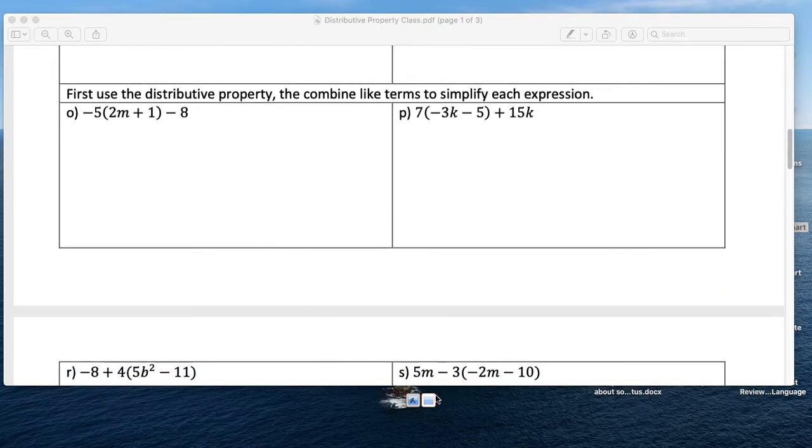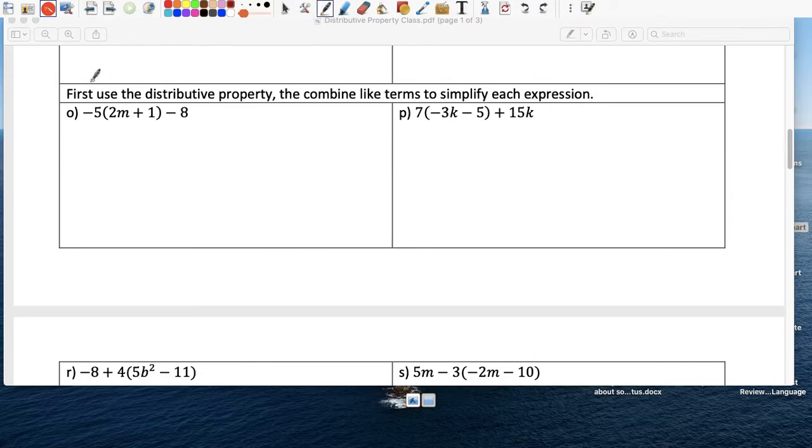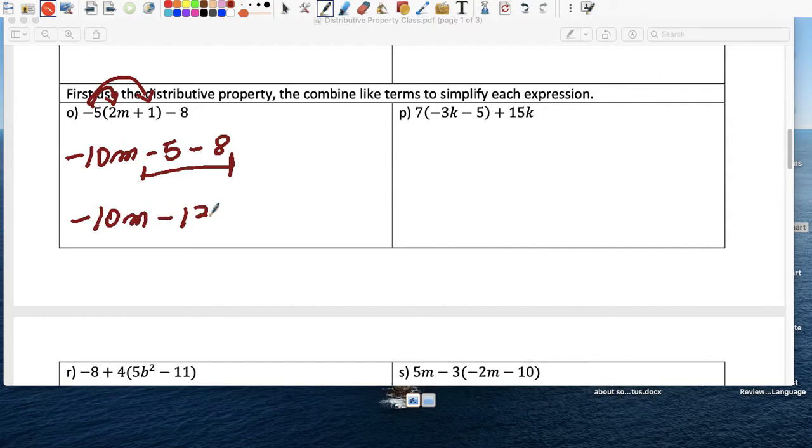Alright, so we're going to distribute and then combine like terms if possible. Negative times positive is a negative 10m. Negative times a positive is negative 5, and then minus 8. Can I combine like terms? Yeah, I can combine these two. So negative 10m minus 13.